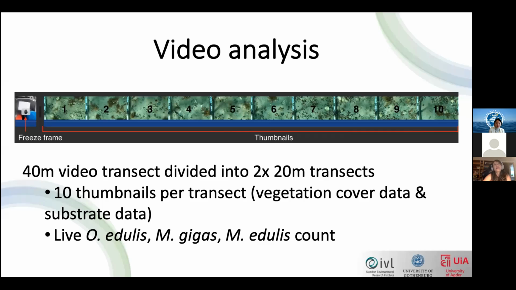So when you get the video in your hands, this is what you can see. We divide the 40-meter video transect into 2 smaller transects, and that way we get 10 thumbnails per transect in which we can obtain vegetation cover data and the substrate data. And then throughout the entire video, we will count the live flat oysters, Pacific oysters, and blue mussels.